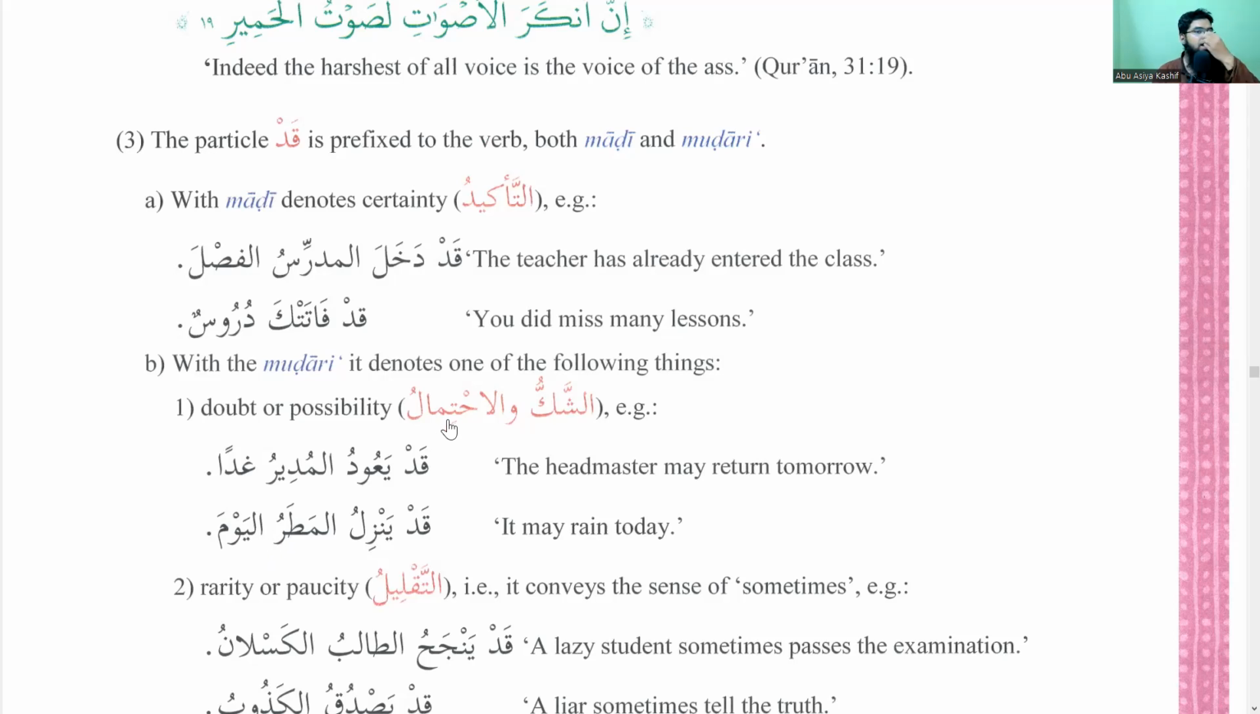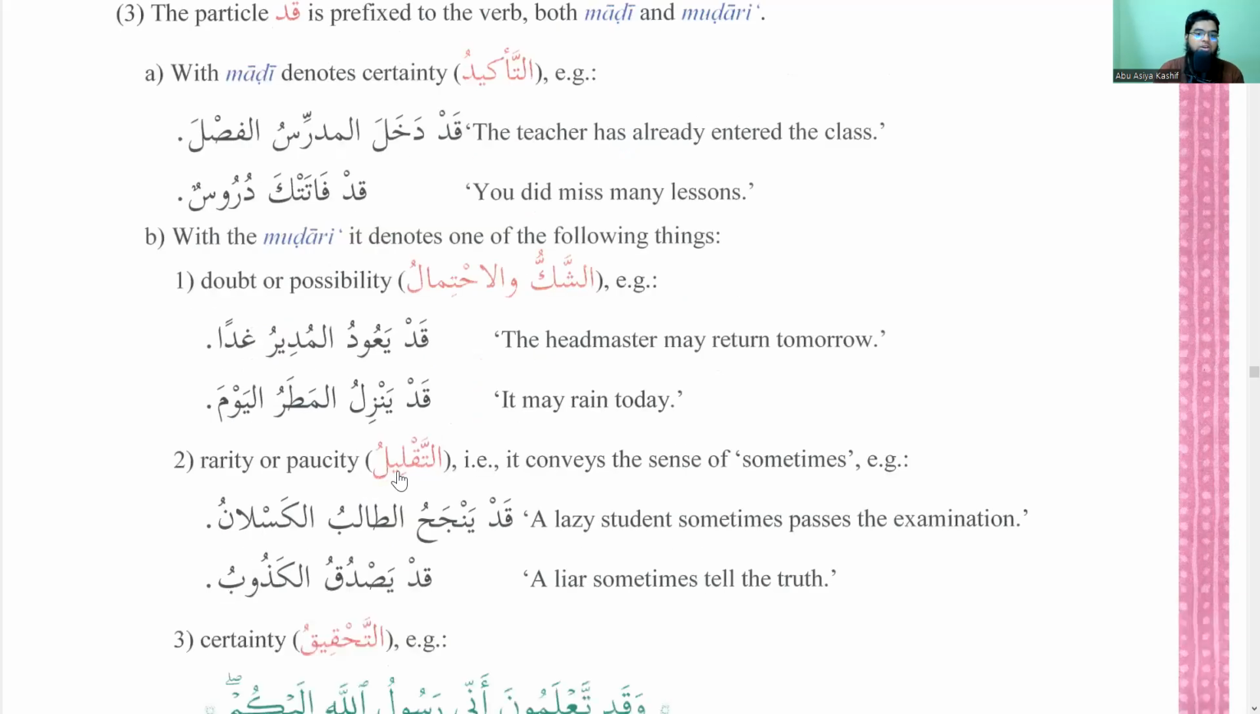So قد with مضارع gives the meaning of لعل, because inna and all its sisters we use only with nouns. Inna, anna, lakinna, la'alla, all are used only with nouns. So what do you use with verbs? We use qad. With madi, it gives inna's meaning. With mudara, it gives the meaning of la'alla.